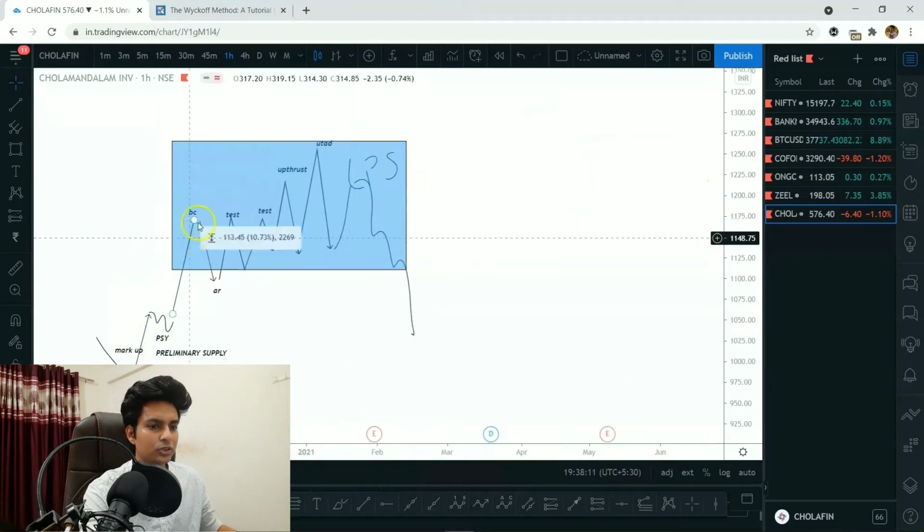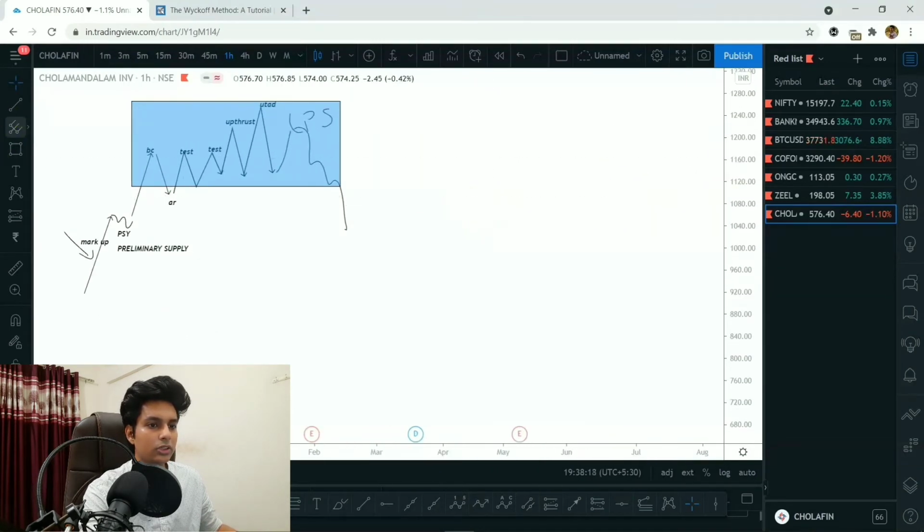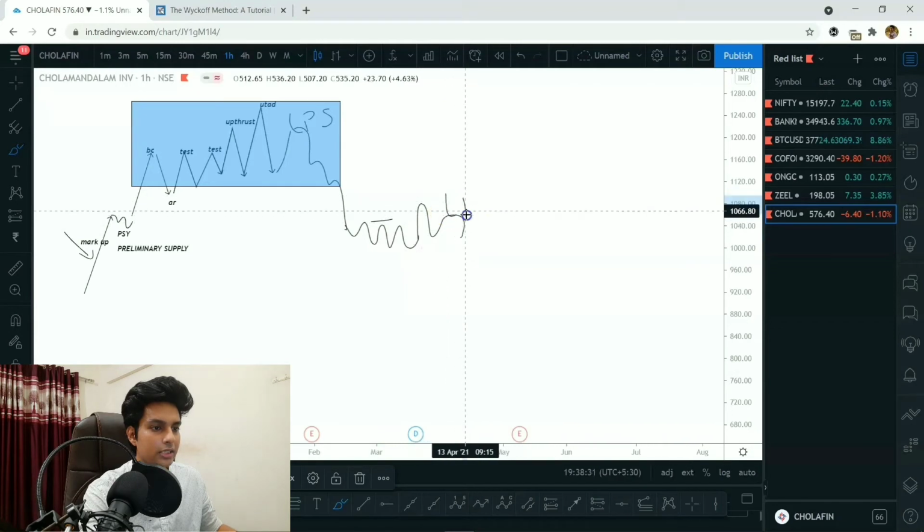Now I'll show you the same schematic in Bitcoin in a while, but before that, let's complete all the schematics here. You have already understood the phases. Now what you're going to see is this particular move right here. Again you will see equal highs, stop loss hunt, prices come back, you get to see this last point of supply, and this is where you sell.